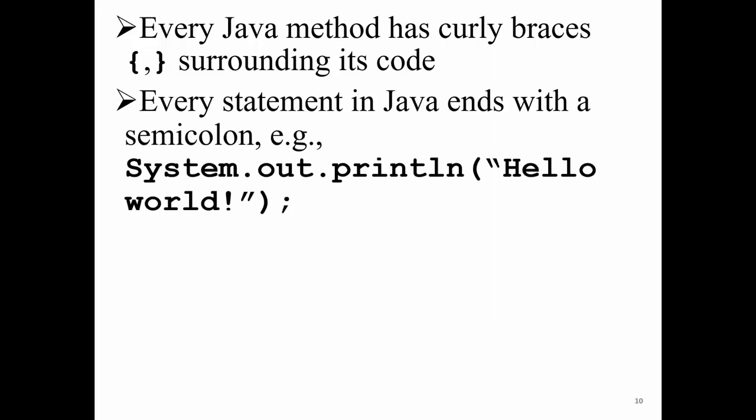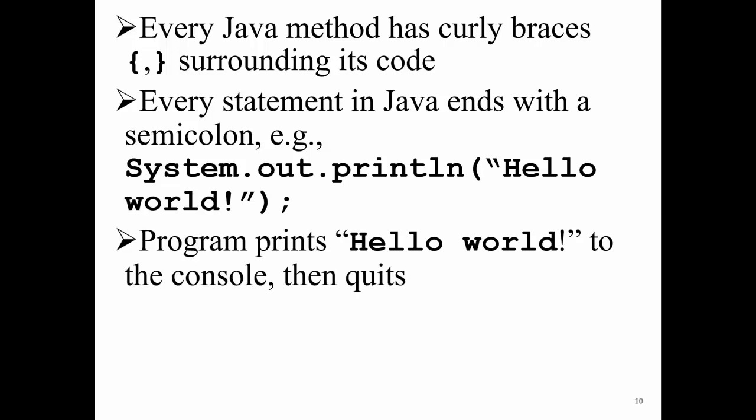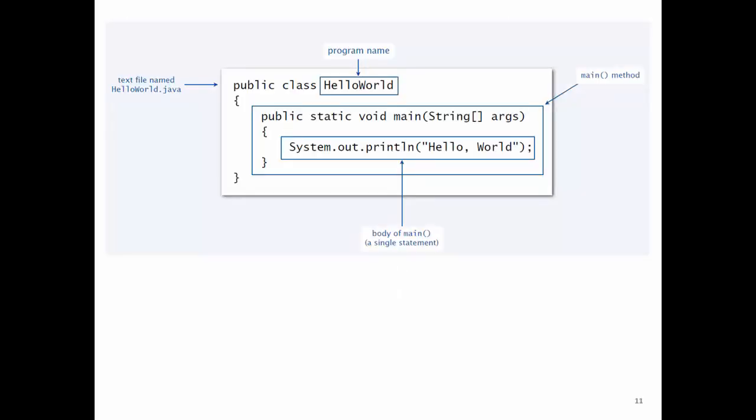Now, we have an executable statement inside the main method. In this case, we have System.out.println, which prints hello world. Each statement ends with a semicolon. If you forget the semicolon, the compiler will suspend the compilation and let you know about the missing semicolon inside your code. You have to fix that before you can complete the compilation. Now, the program should print hello world to the console, to the user, and then quit.